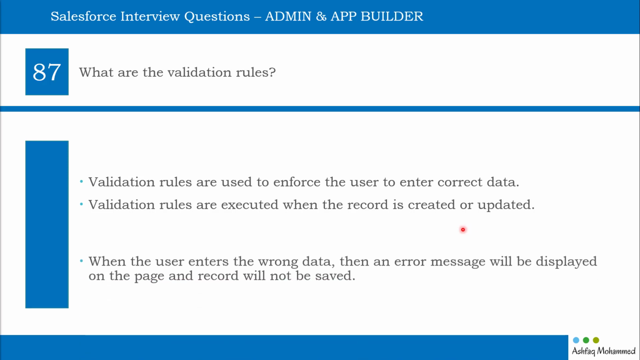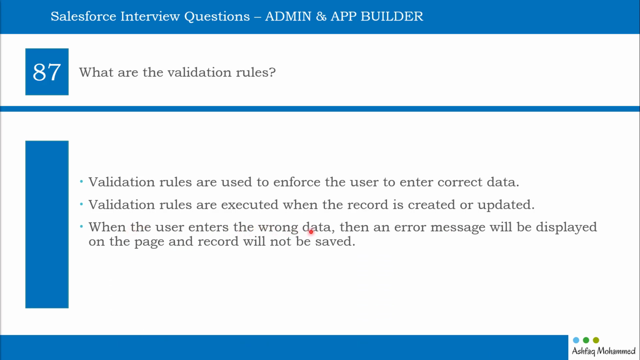Okay. Next, when a user enters the wrong data, then an error message will be displayed on the page and the record will not be saved. If we give some validation rule, then what will happen? If it doesn't fulfill the validation, then Salesforce will throw an error, and it will not save that data.